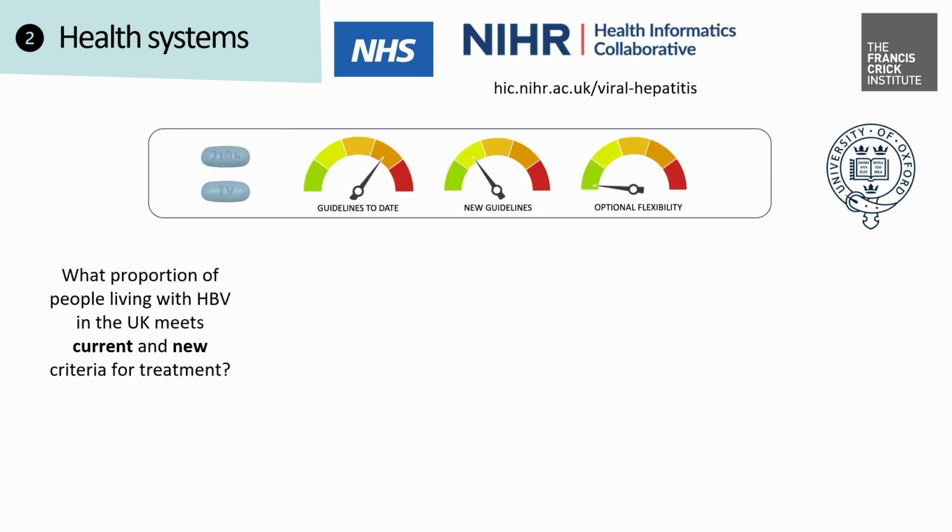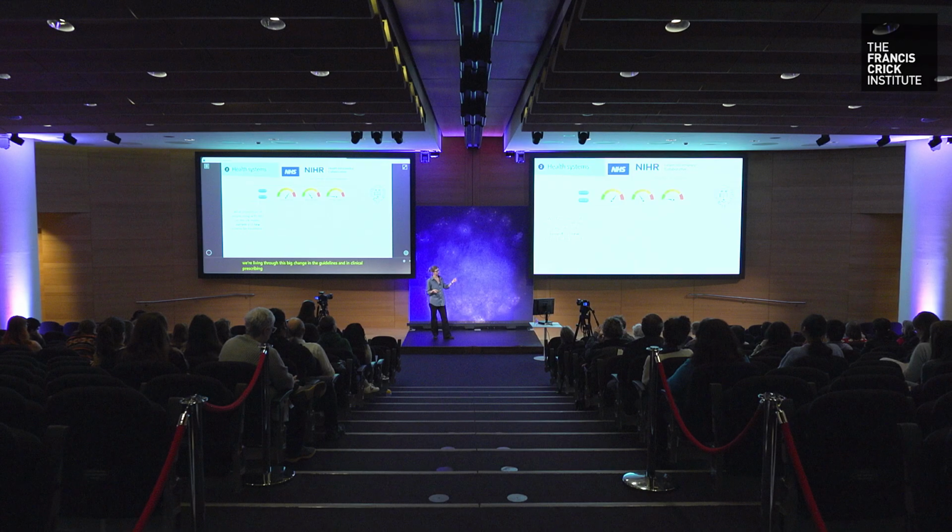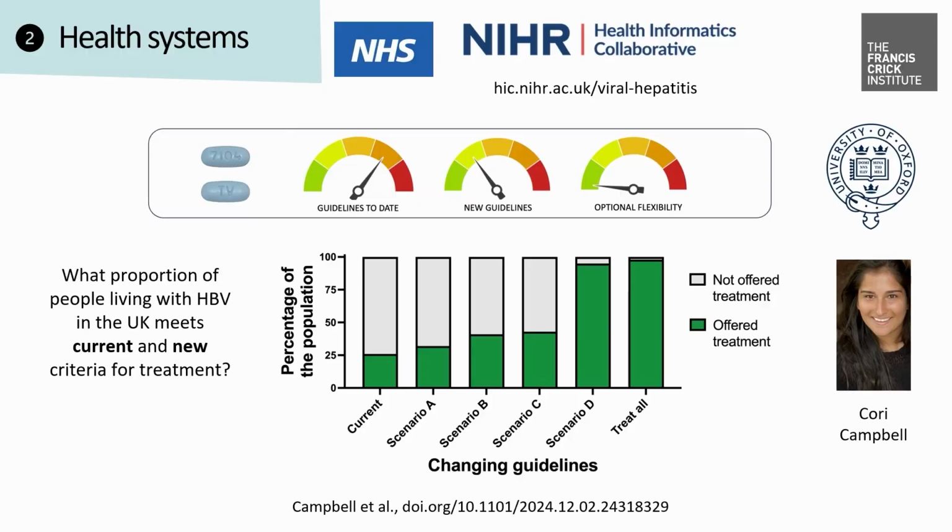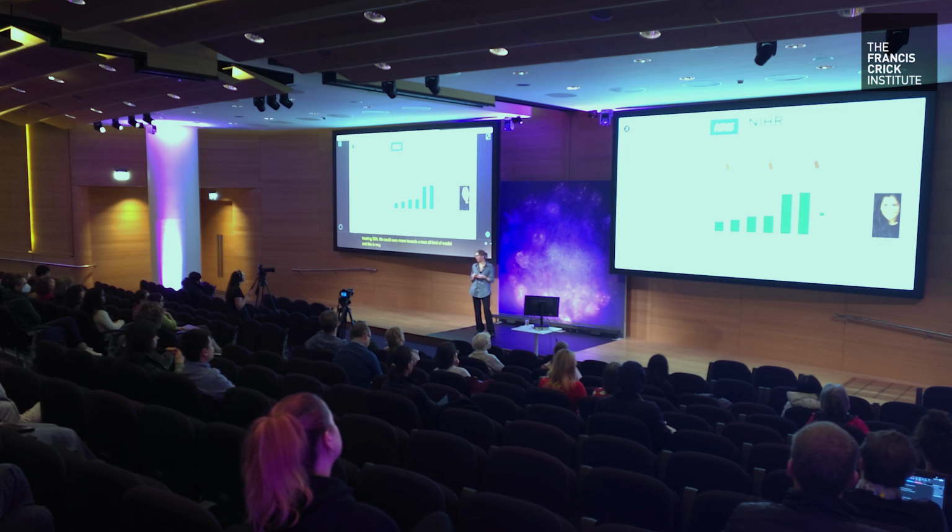And since we're living through this big change in the guidelines and in clinical prescribing, we can use these data to our advantage to look at, for instance, how many people are currently being treated, how many will be eligible for treatment as the guidelines change. And you can see what happens. We're currently treating about 25% of our population. As changes in guidelines are rolled out, we might be treating 50%. We could even move towards a treat-all kind of model. And this is very helpful in planning the way that our healthcare is delivered.